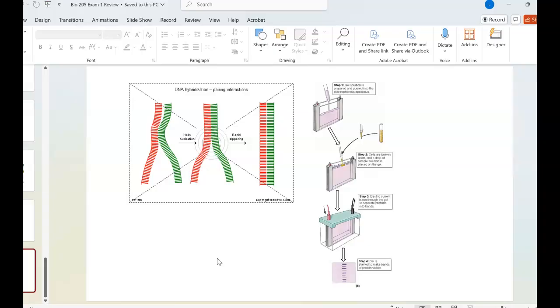And I have these two pictures. So the one is on DNA hybridization. So you can see where there's DNA with different colors. One is red, one is green. So these two DNA strands were taken from different organisms. If you can put them together and it's a perfect match, like you see on the right side, all of those sequences are matching up.